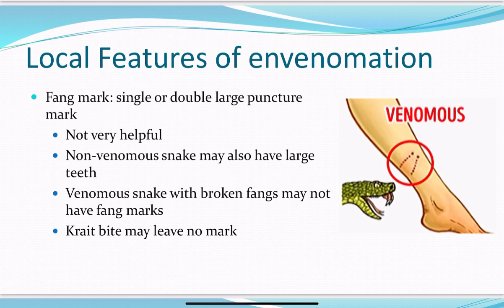The local features of envenomation include fang marks. There can be single or double large puncture marks, but they are not very helpful in differentiating between venomous snake bite or non-venomous snake bite, because some non-venomous snakes may also have larger teeth and they can give similar appearances, and also some venomous snakes with broken fangs may not have fang marks at all. Venomous snake bite from krait may leave no marks at all.